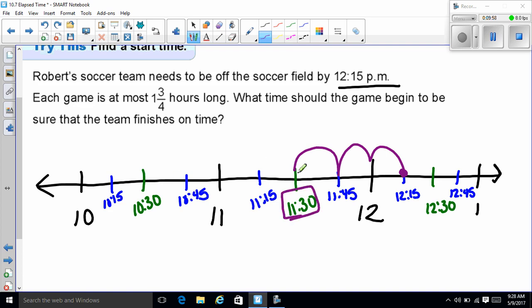So from the green to green. Okay, so I have 11:30. So now I had to go back 1 hour. That brings me all the way here to 10:30. And so my start time should be 10:30 a.m.